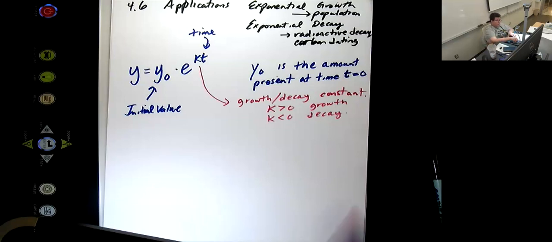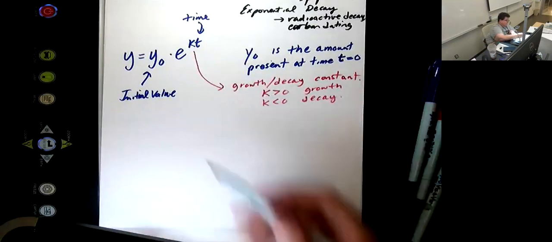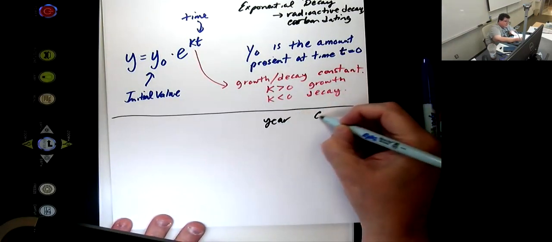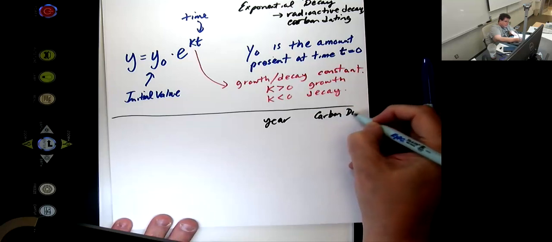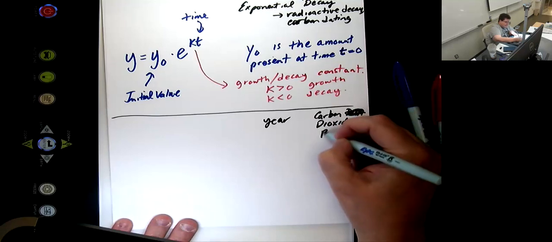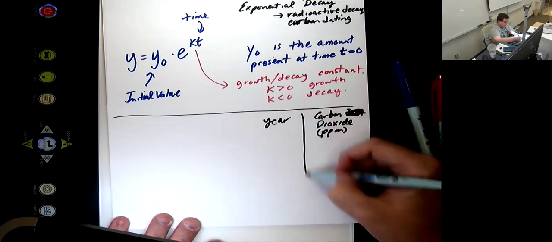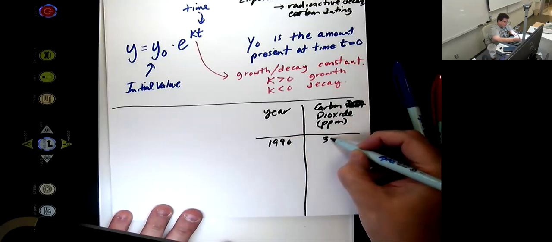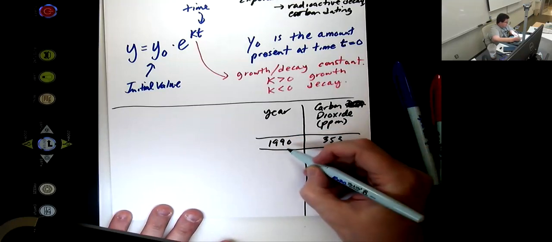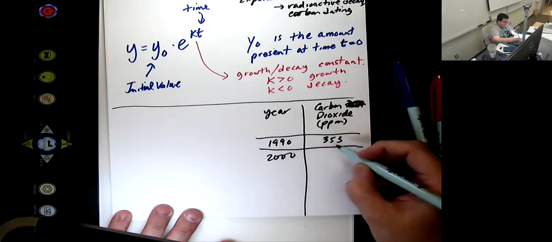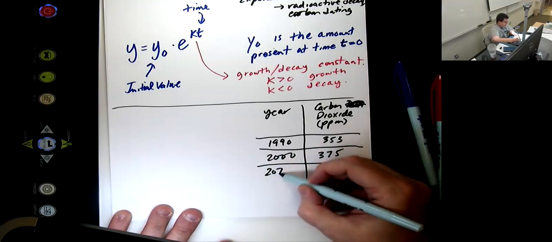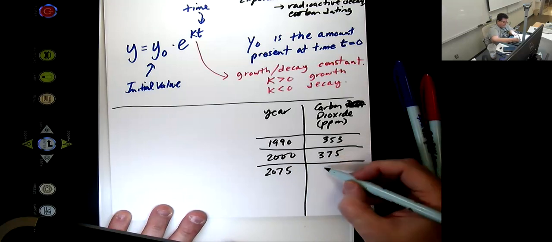How do they do this in the real world? We have a little table. This is going to be carbon dioxide, and ppm is parts per million. In 1990, 353. In the year 2000, 375. And then we're going to start making up future years. We can go back further, but they didn't monitor carbon far enough back to make it useful.